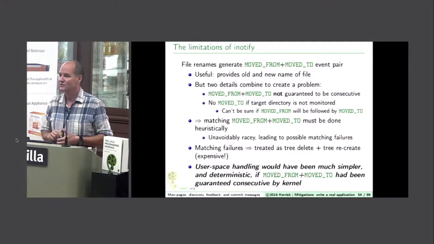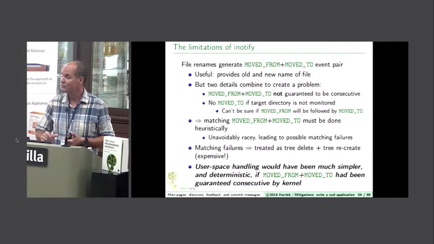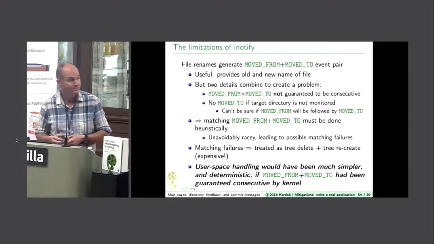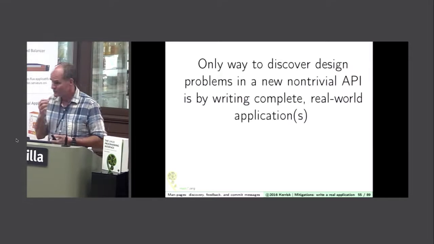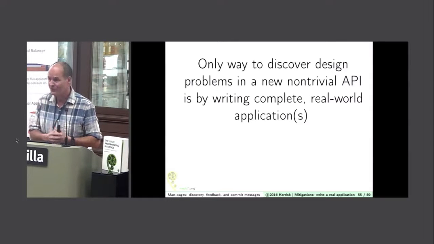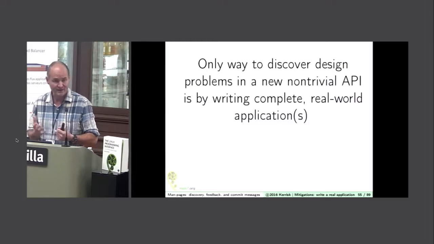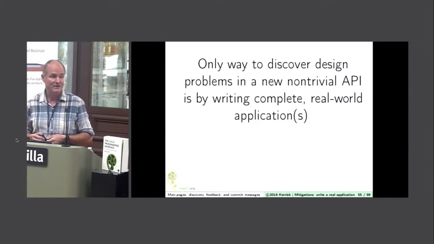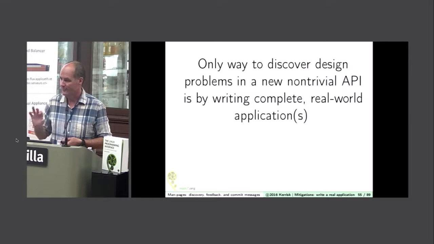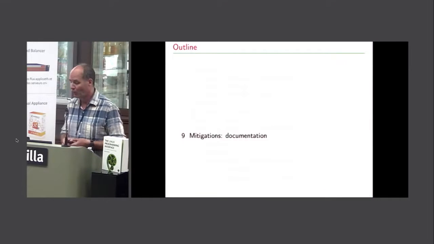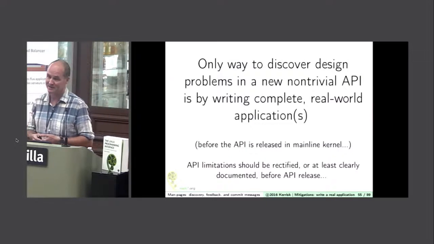Life could have been so much simpler for user space if the kernel had just provided this guarantee that if there are matching move from and move to events, they're going to be consecutive. Okay, so my takeaway from this is, you're only going to find out about non-trivial API problems with your interfaces if you write a real-world application. And I think we need to do that for every complex interface before we release that interface to user space. Because afterwards, if we find the problems, it's too late.